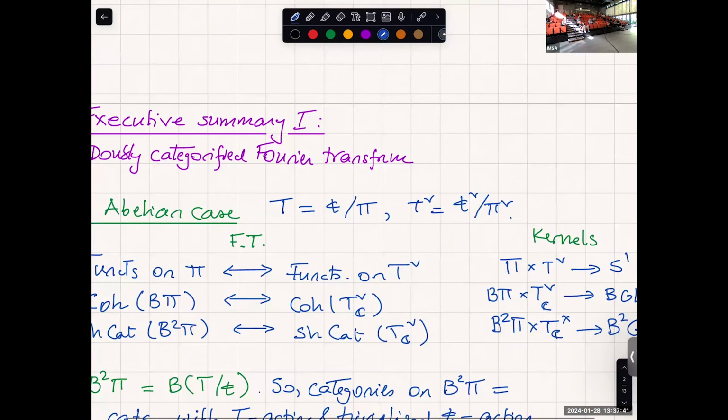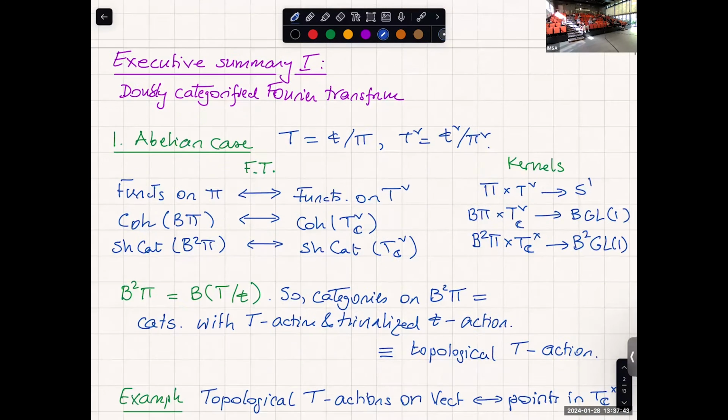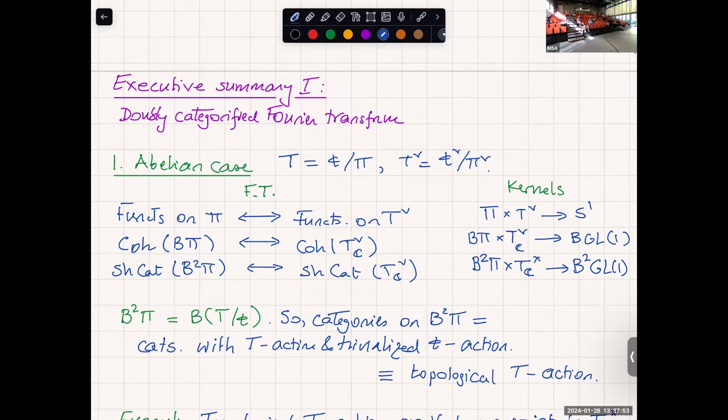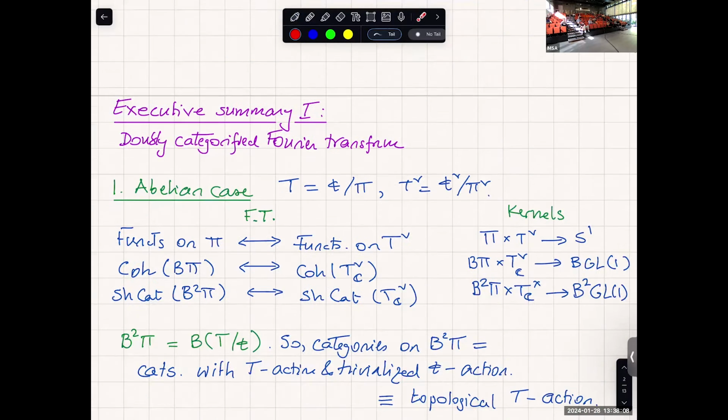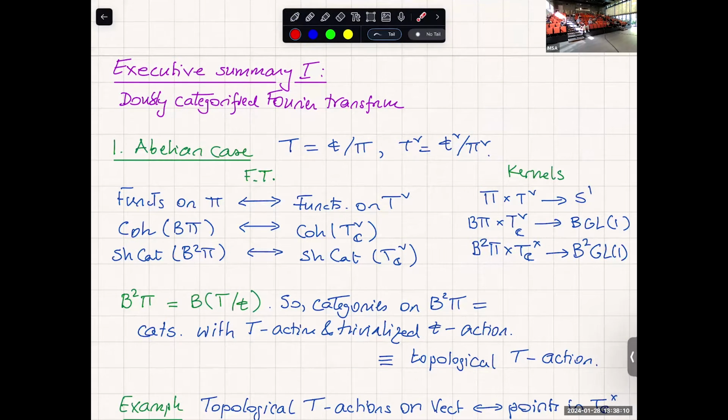So let me try to give the executive summary, I think, first. It didn't fit on 1 page, I'm afraid. So I have 2 pages. So the executive summary is, the story is a doubly categorified Fourier transform. And maybe to connect for people who know the literature, what's the connection with this? This is a 4-dimensional duality story. What I'm describing is a 3-dimensional duality story, and it lives on the boundary of 4-dimensional EM duality. That's what boundary theory is for.